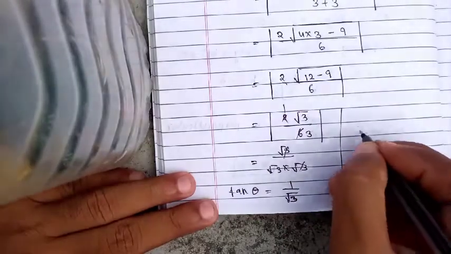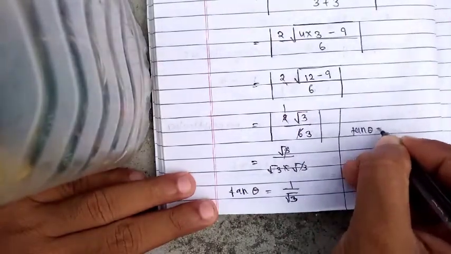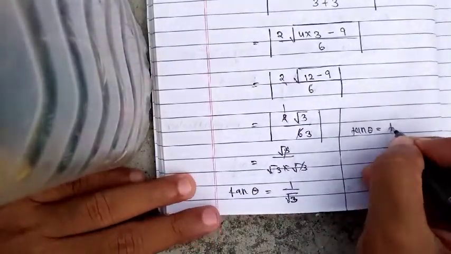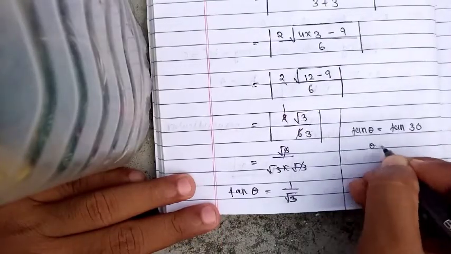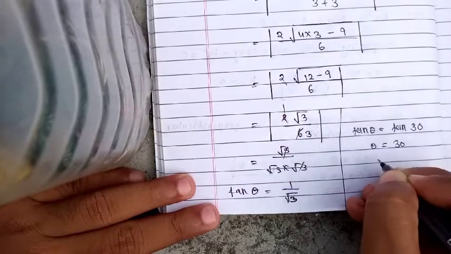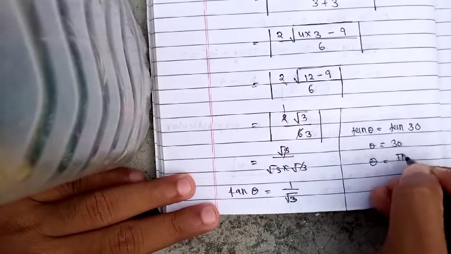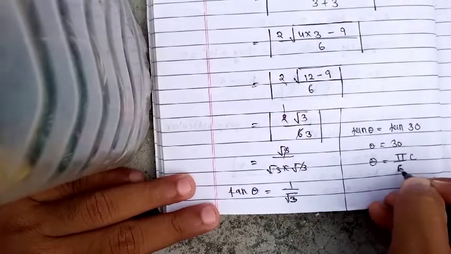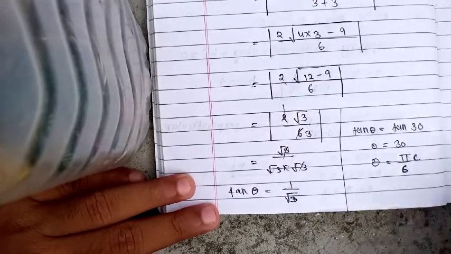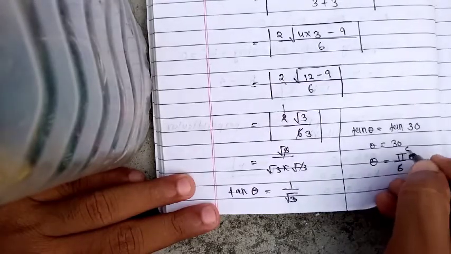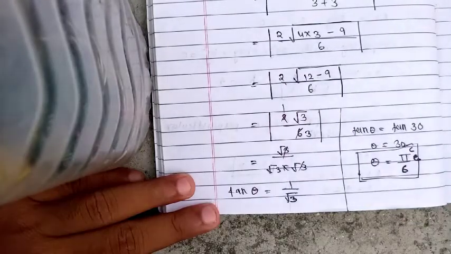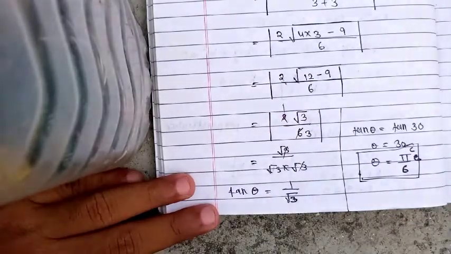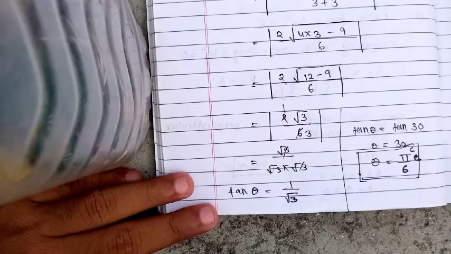So we know that tan theta is equal to 1 upon root 3, which is tan 30. So theta is equal to 30 degrees. Therefore theta is equal to pi by 6 in terms of radians. This is the way to solve. Similarly, the second, third and fourth you can solve.